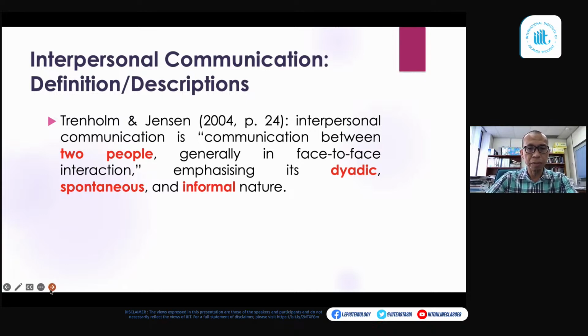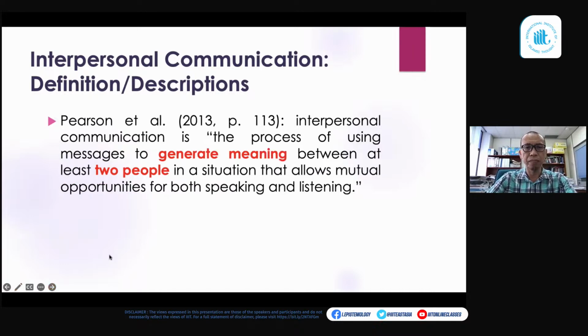Yeah, and then I'm going to proceed further. This is by Pearson and a few other scholars, 2013. IPC is the process of using messages to generate meaning. This is one of the key components if you refer to the models of communication. Without a proper meaning of the interactions, of course there'll be misinterpretation, there'll be miscommunication, and normally there'll be negative repercussions. It is between at least two individuals in a situation, and that allows mutual opportunities for both speaking and listening. So one is a speaker, one is a listener.